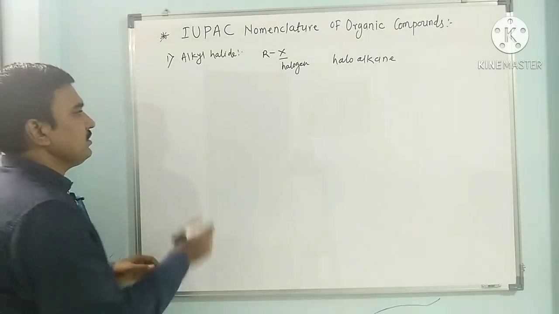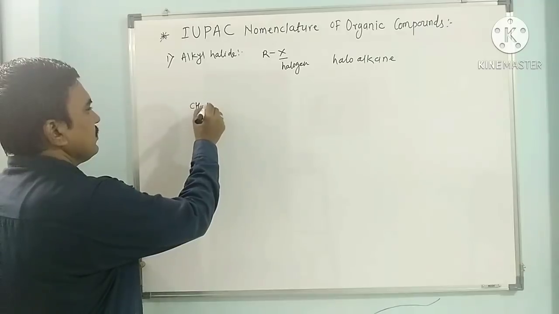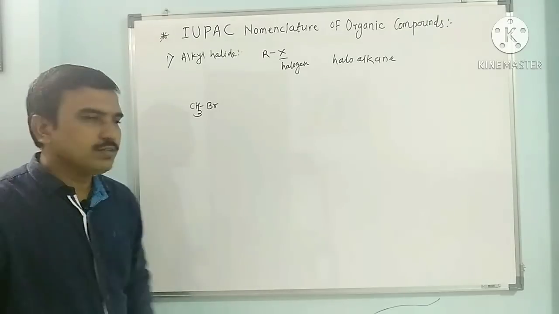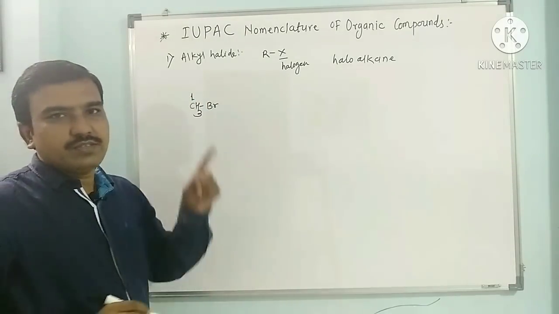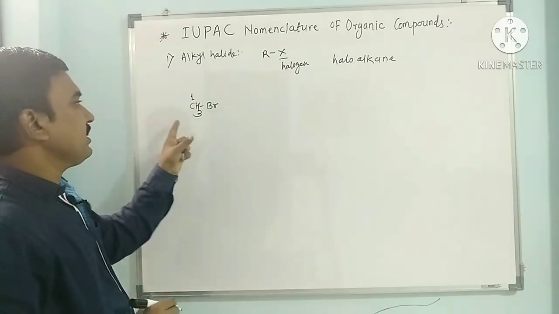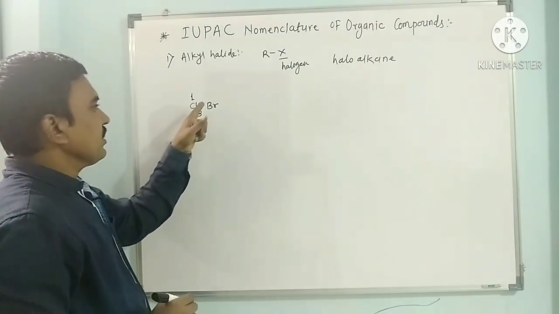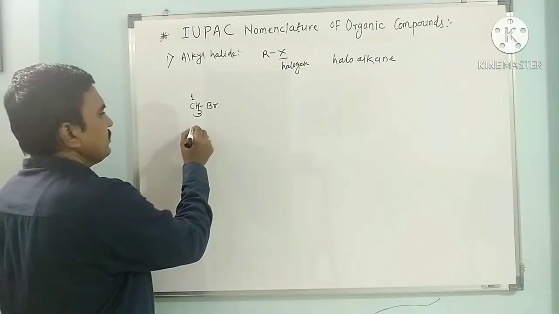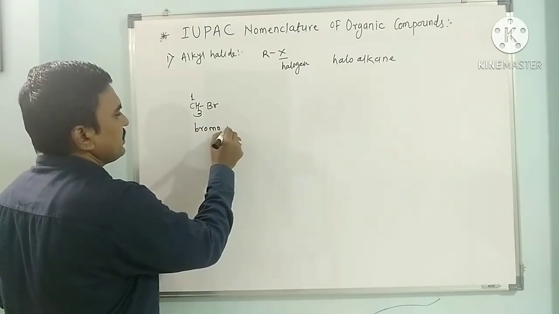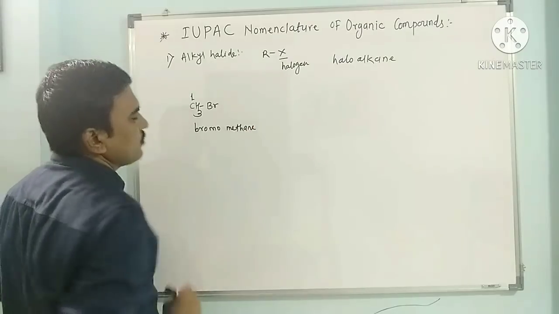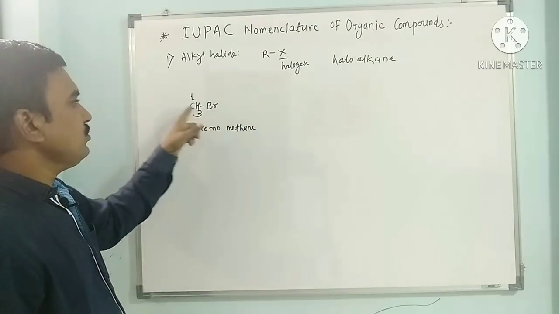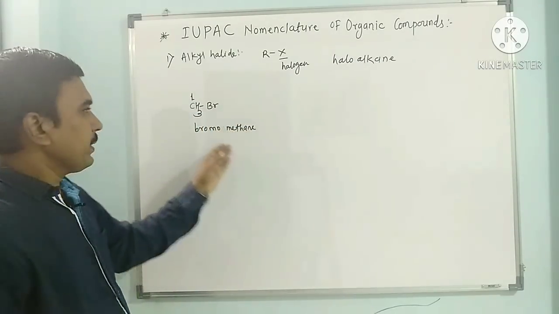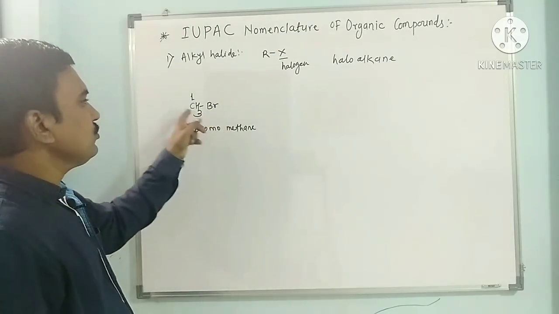So we have to see first example, CH3Br. How many carbons present here? Only one carbon. So one carbon means it belongs to methane. Its parent hydrocarbon is methane. Now here this is halomethane. So which halogen is attached here? Bromine. So it is called as bromomethane. Bromine attached to methyl group. Commonly it is called as methyl bromide, but as per the IUPAC the correct name is bromomethane.